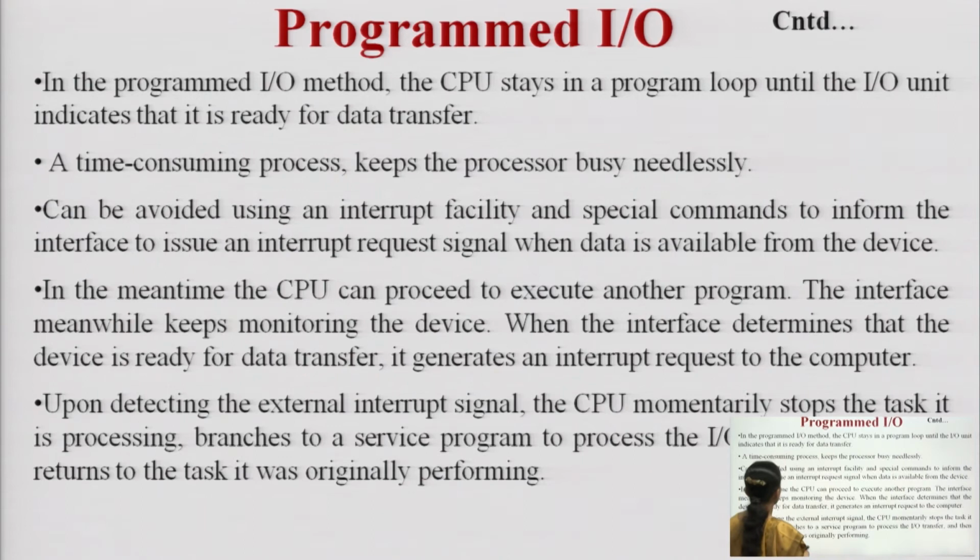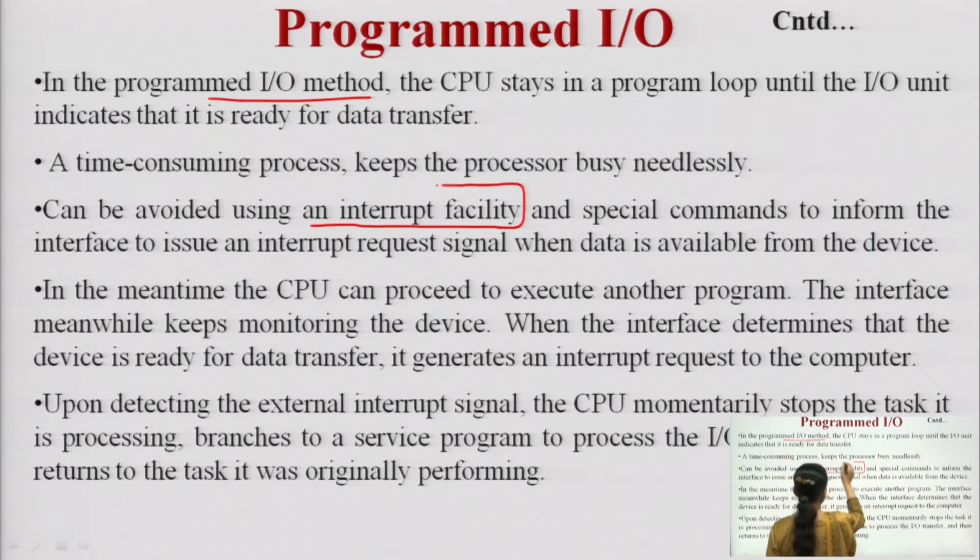So I can say in this programmed IO method, the CPU is staying in a program loop until the IO unit indicates that it is ready for the next transfer. So we can say that it is a very time consuming process and it is keeping my CPU needlessly busy. So what should be the next step? It should be avoided, yes, using an interrupt facility. What is that and how it works, we are going to discuss for our second mode of transfer.